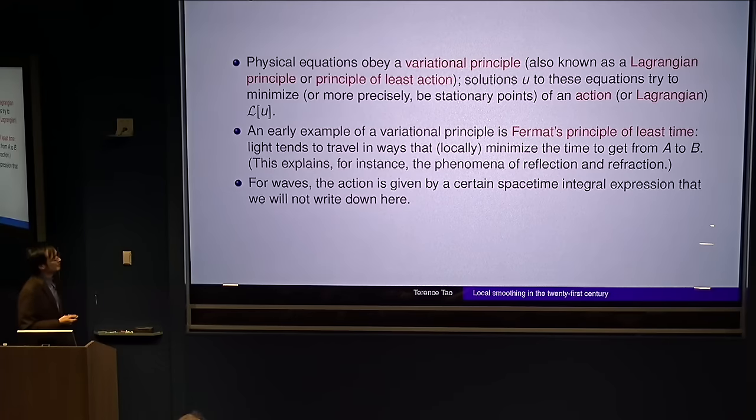So that is one very famous example of a variational principle. And it turns out that all waves obey a principle of least action. Of course, we now know that light is an electromagnetic wave, but in fact, all waves obey a principle of least action. It's just that different wave equations have different actions. I'm not actually going to write down any of these actions. You can, but it won't really illuminate anything. It's actually not important to the proof.